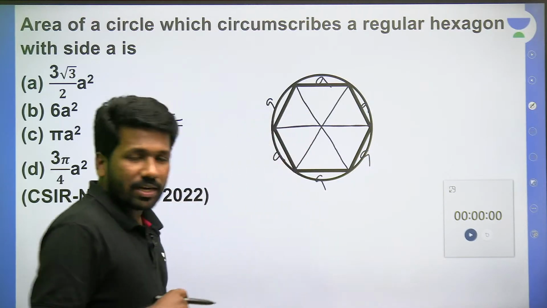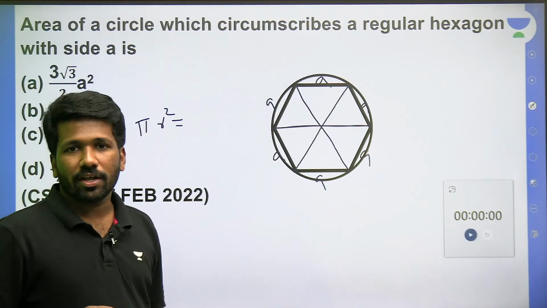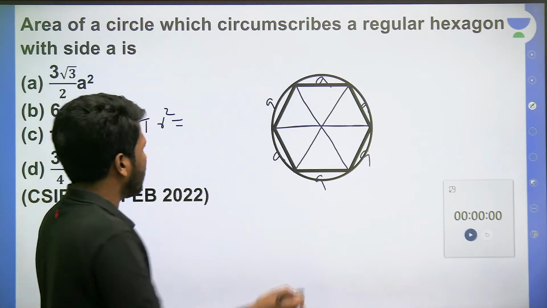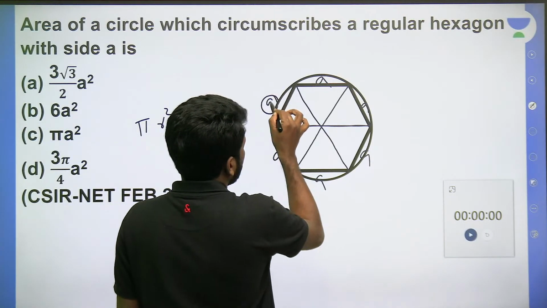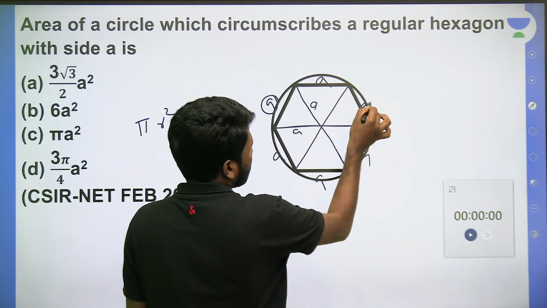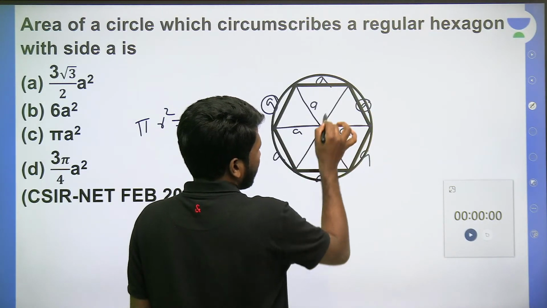Six equilateral triangles you can form inside a regular hexagon. Equilateral triangle means all sides are the same. If one side of this equilateral triangle is A, then these two sides are also A. Similarly, this is A, so this is also A.